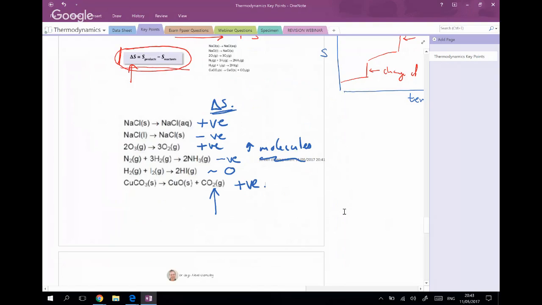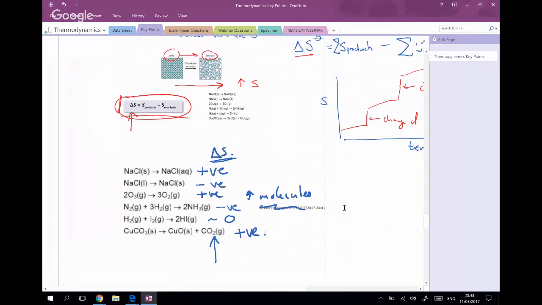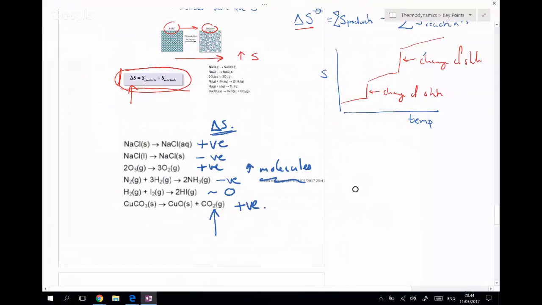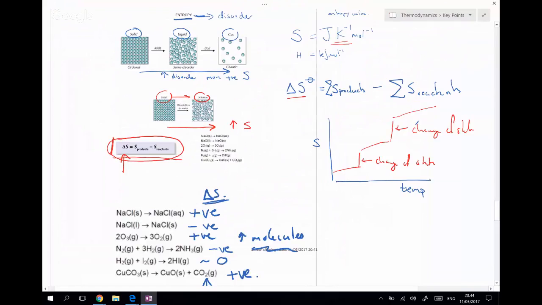What causes a change in entropy? Well, we've got initially the change of state, but also, as we alluded to here, an increase in the number of molecules will also lead to an increase in entropy, or an increased positive value.